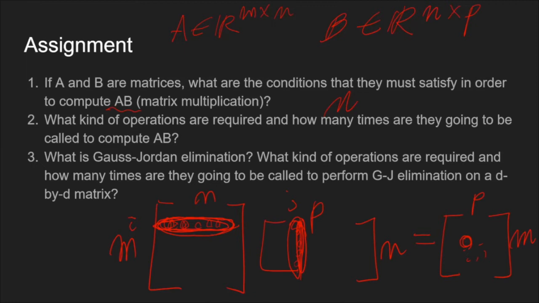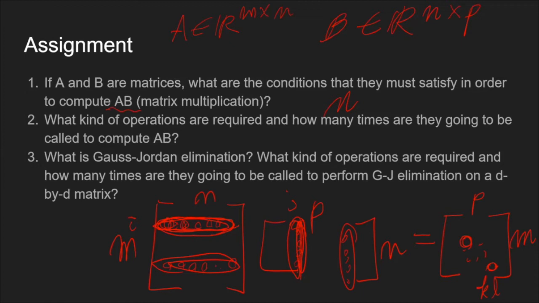Now, if you think about it, instead of ij, let's say kl, okay? In order to compute the kl element of the result matrix, we need to multiply the kth row with the lth column. And again, the kth row has n elements, and the lth column has n elements. And the multiplication of that requires n multiplications.